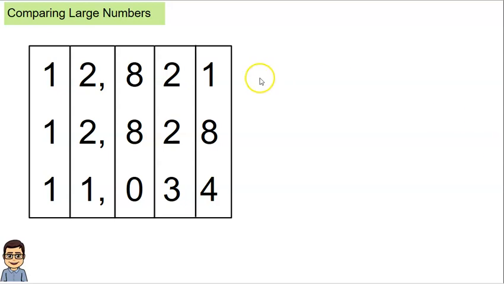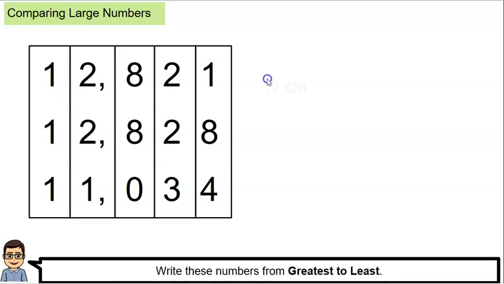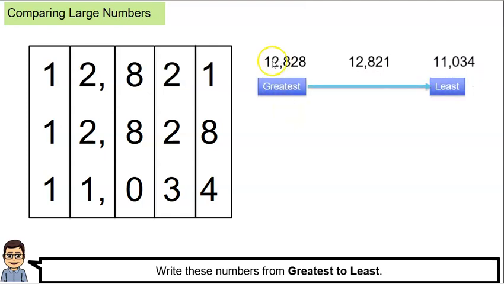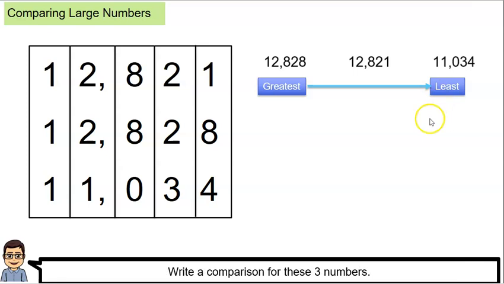Okay, so here's what I did. I wrote them in this order. And that's my greatest to least: 12,828, 12,821, 11,034. That's my greatest to least order. Now I want you to write a comparison for these numbers, okay? And I simply did this. I said 12,828 is greater than 12,821, which is greater than 11,034.